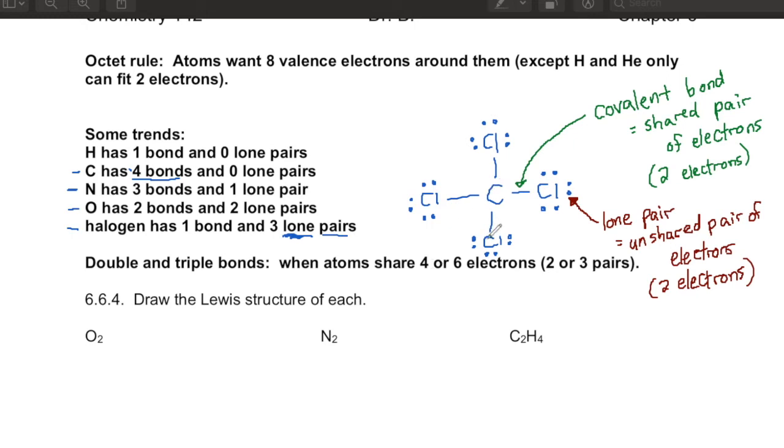Sometimes 2 atoms can share more than one pair. So we can have a double bond or a triple bond. These lines are just single bonds. They're just a single pair of electrons being shared. But we can share 2 pairs. A double bond would share 4 electrons, or a triple bond would share 6 electrons. Let's go ahead and take a look at what that would mean.